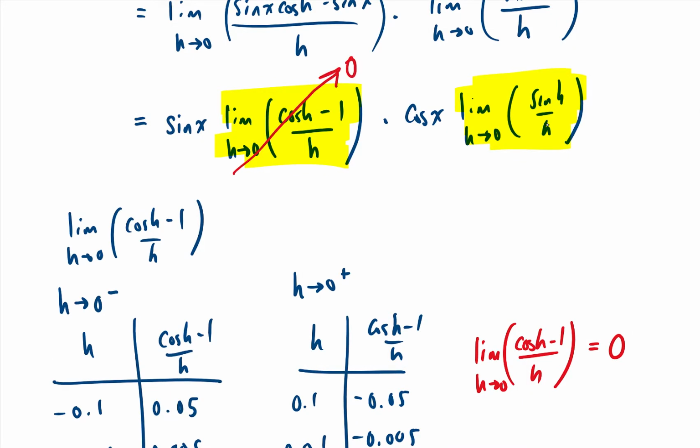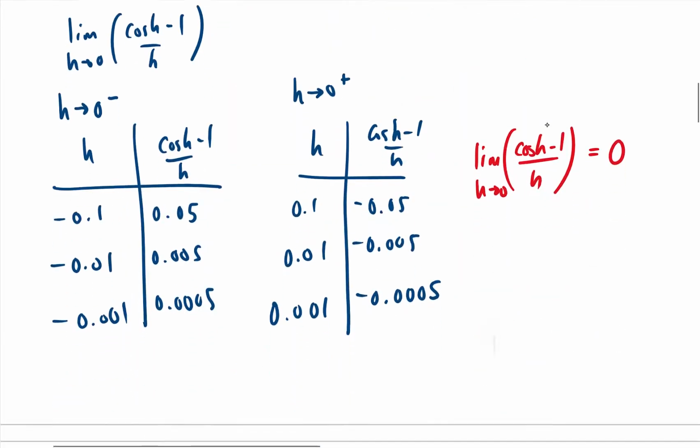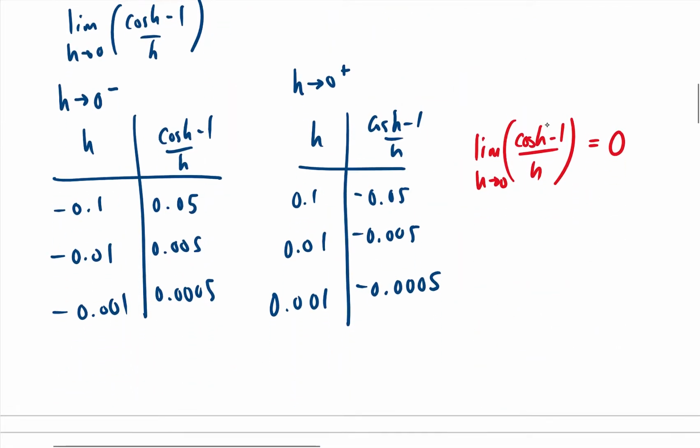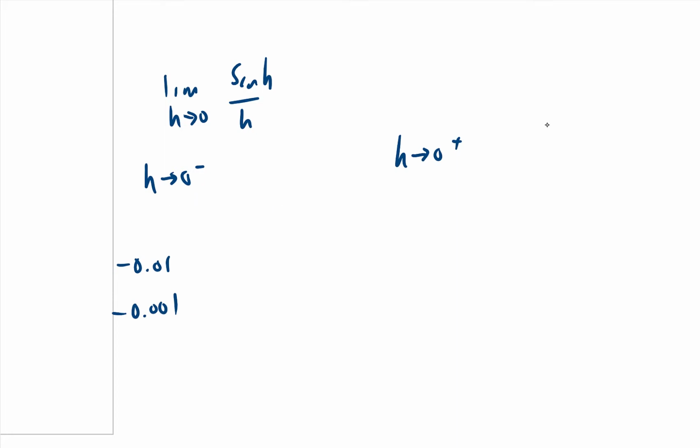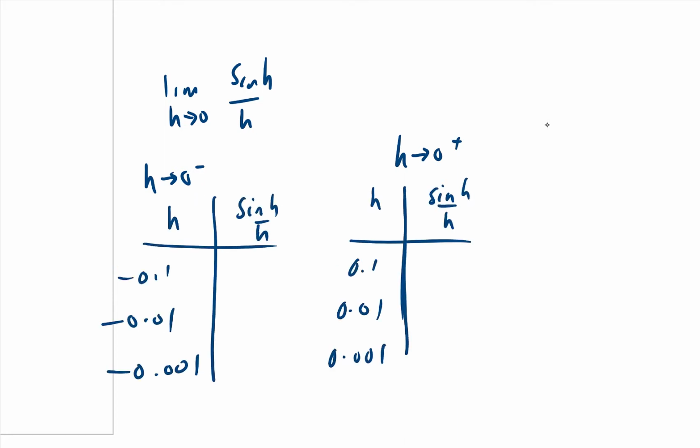So let's check this limit here. Oops, and I made a mistake here. This should be a plus sign here because we split them up into two different limits. So let's check the next limit. We want the limit as h goes to 0 of sine of h over h. Let's set up our tables and see what happens. Again, make sure your calculator is in radian mode and you'll end up with the following numbers.